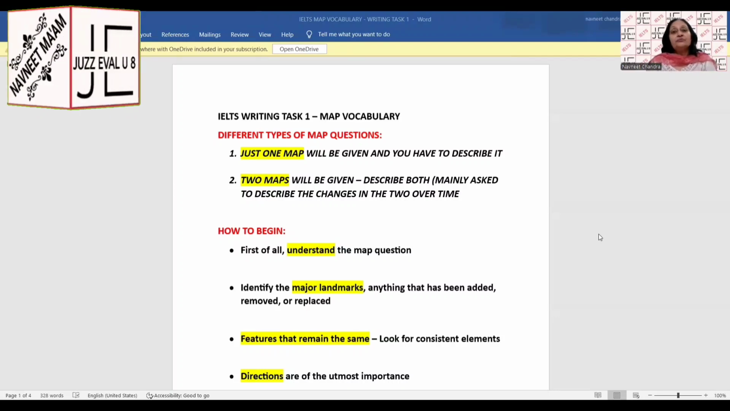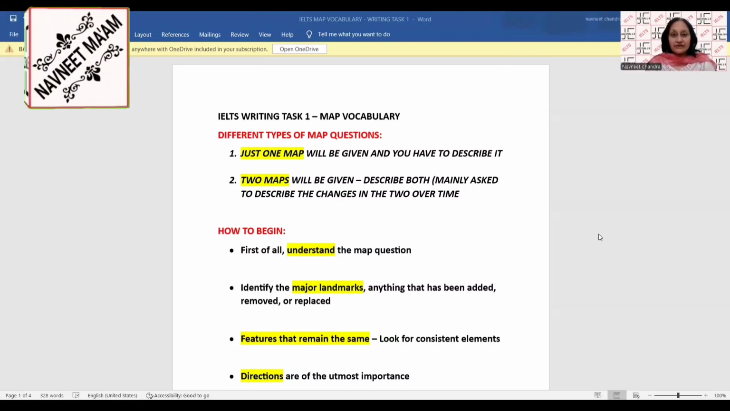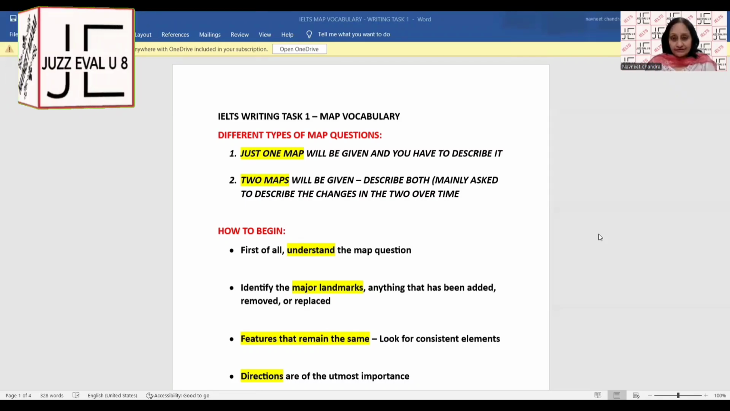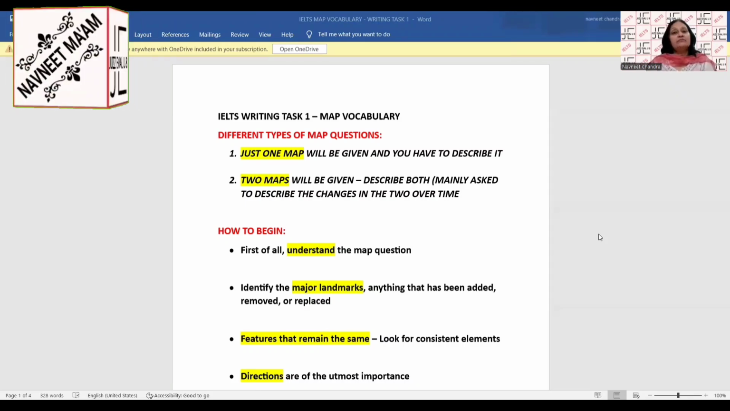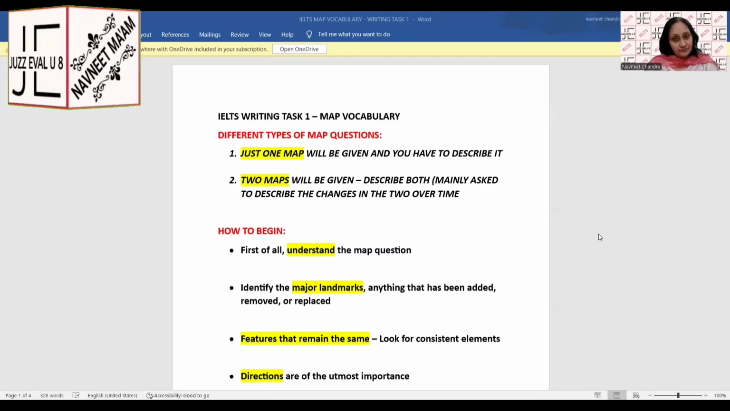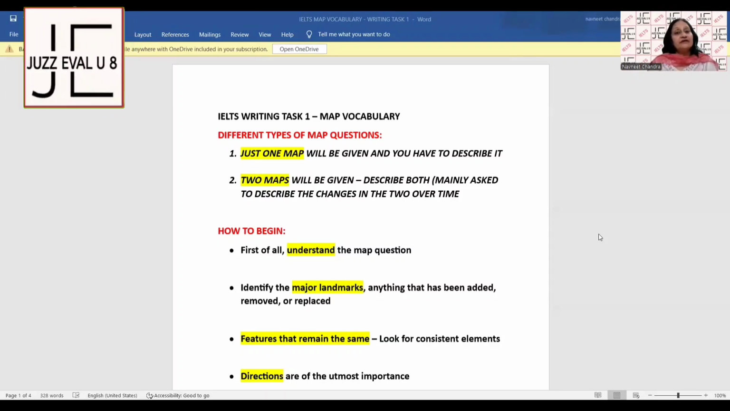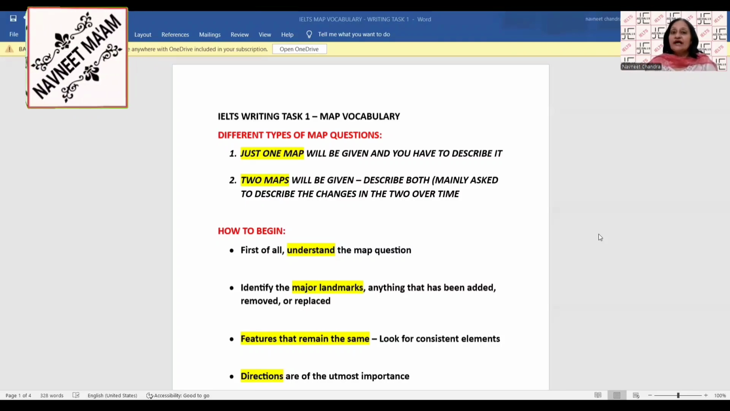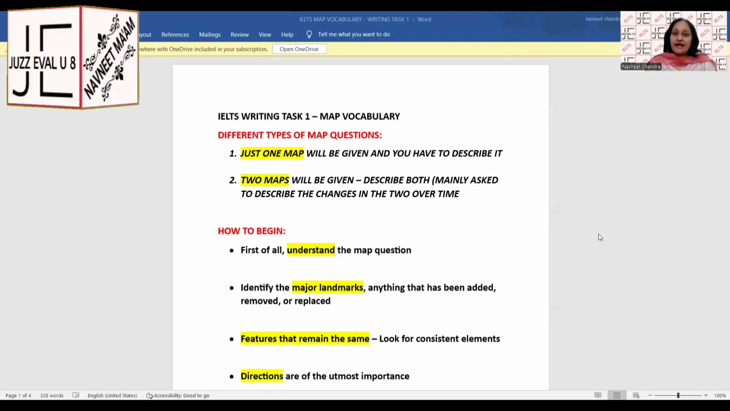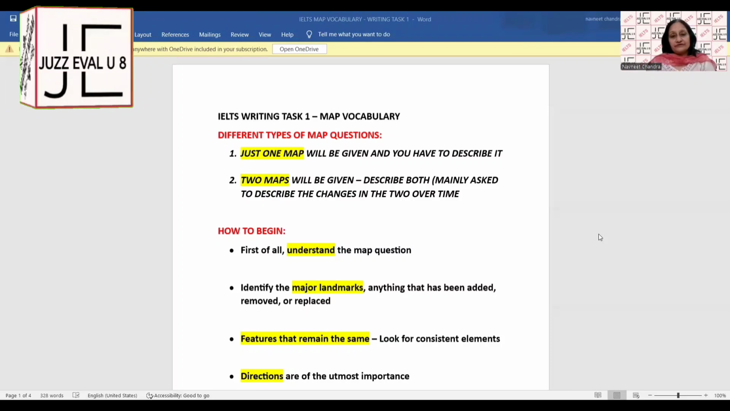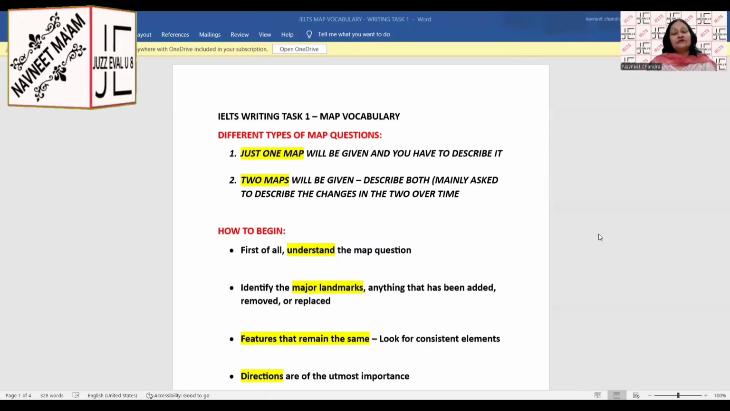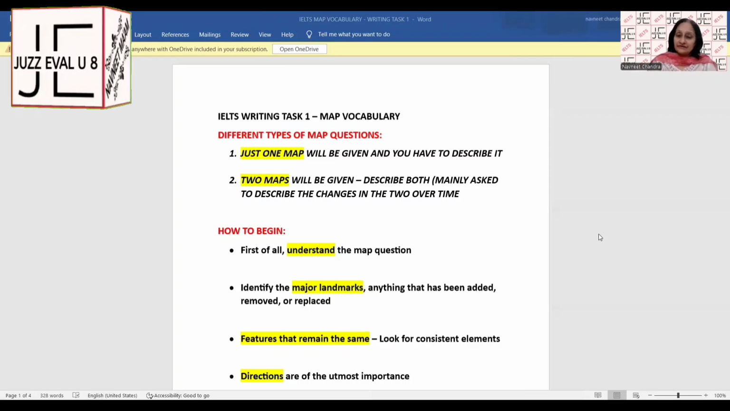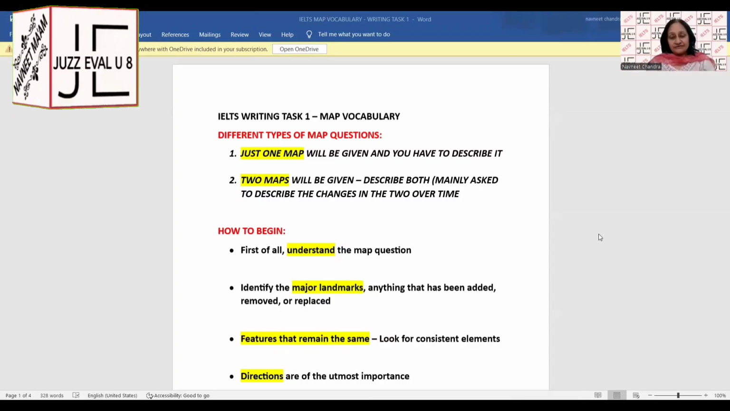Okay, so how do you begin? Firstly, read the question, understand, see what the examiner wants. Then identify the major landmarks in the map. And then identify the main features, see which features have changed and which have remained the same. And then talk about direction. Directions are of utmost importance in the map question, whether it is in the listening part or the writing part.